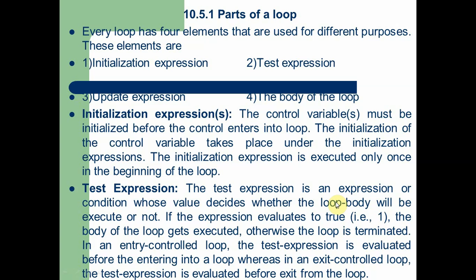So there are two types of loop. One is exit control, another one is entry control. Exit control means the evaluation of the test expression is placed at the end of the loop. In an entry control loop, the test expression is evaluated first, and depending upon the evaluation, the loop body executes. We will see this in detail in the upcoming topics. So here, first understand that the test expression is an expression where we check the condition for any loop.